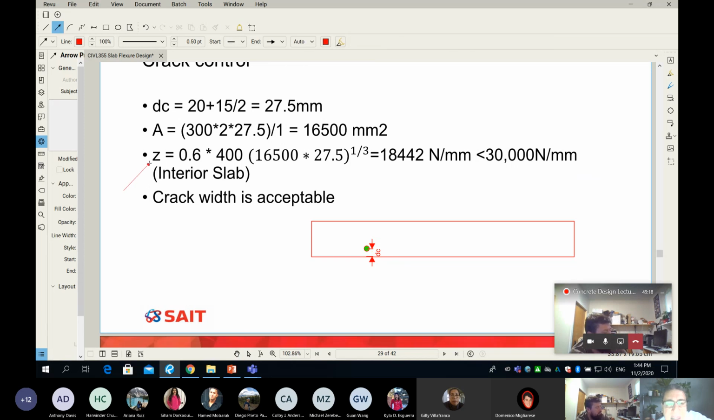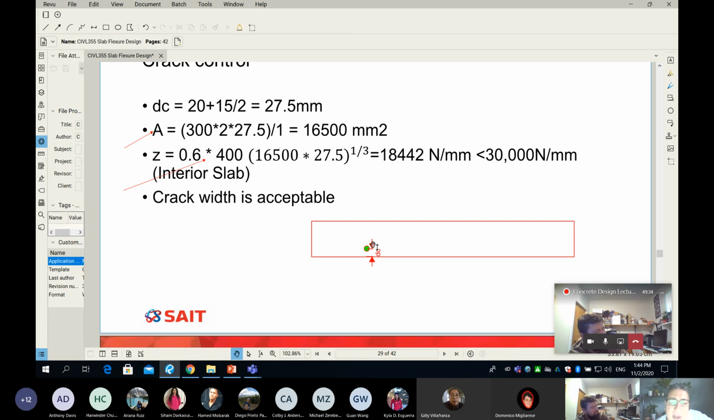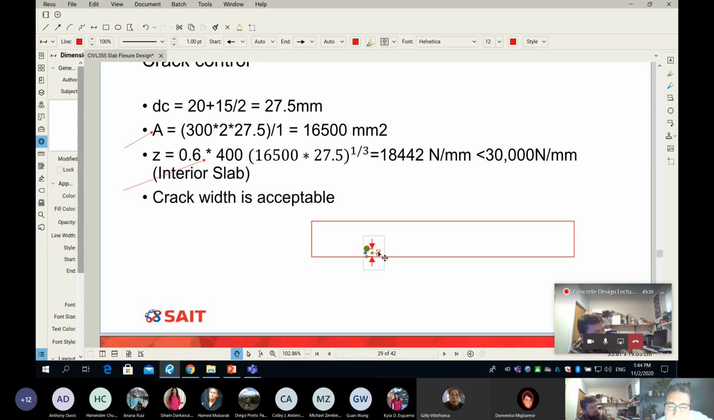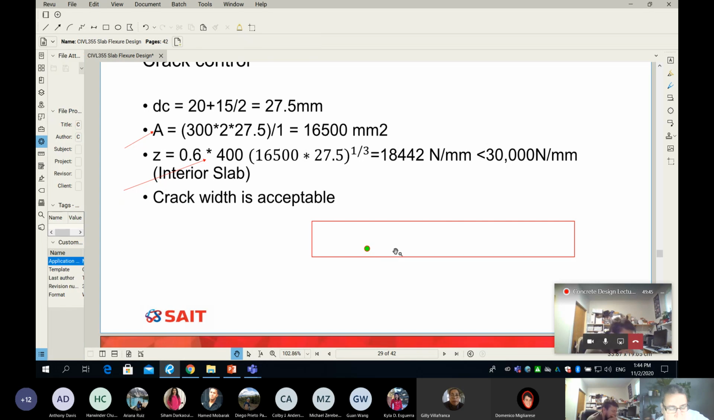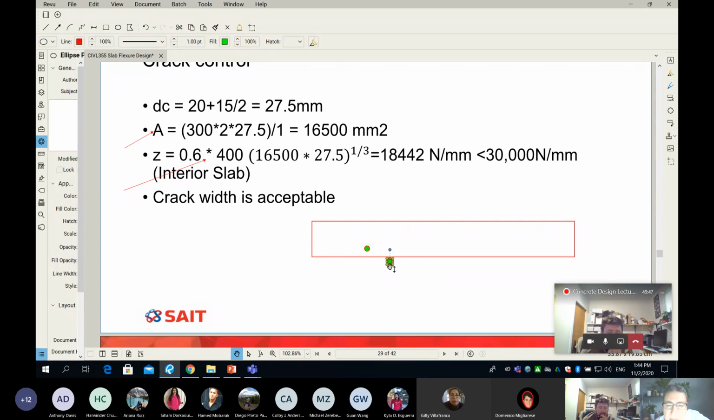The Z is the FS. So the FS, as we agree, is always going to be 60% of F yield. So that's 240 MPa. And then finally, the A. What is the A? This A here, okay? So I'm going to remind you what is A. A is the assembly, the dashed area around flexure rebar, okay? I'm going to do this, huh? Control C, Control S. I will put more rebars here.